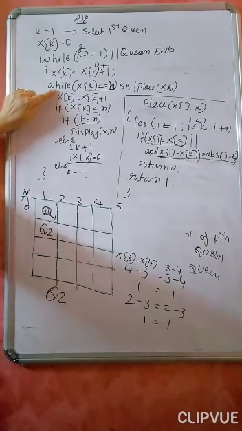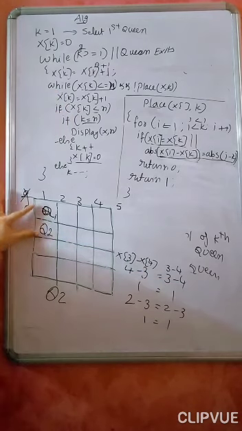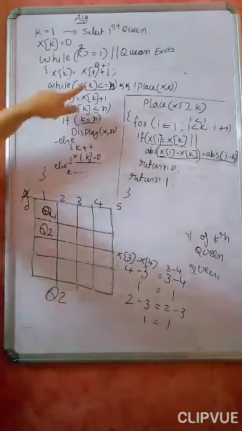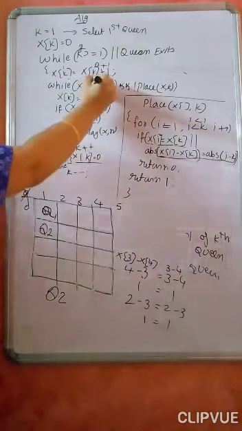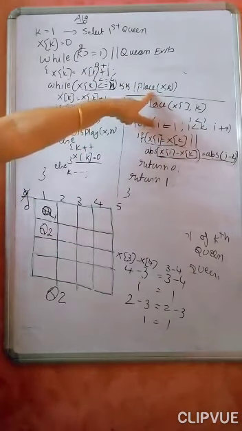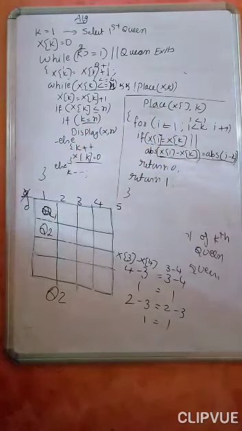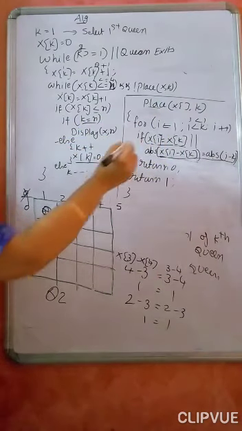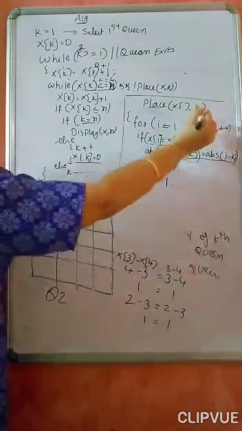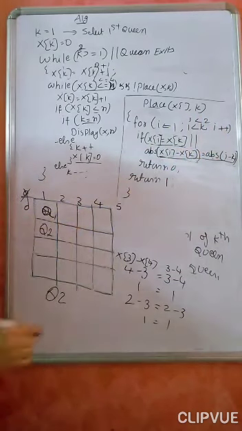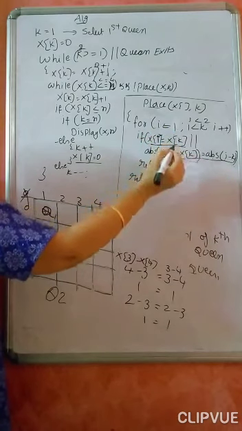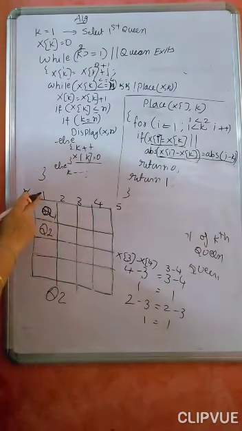Now I will check whether there is any attack or not. Yes, there is a vertical attack. So how to check that? x of 2 is equal to 1. Is 1 less than or equal to n? 1 is less than or equal to 4. Yes. I'll come to the place function. I'll call the place function. Now in the place function, when I come here, i is equal to 1 and k is equal to how much? 2. Is 2 greater than 1? Yes. Now what is the column of i, which is 1? i is how much? 1. So x of 1, where is the first queen placed?